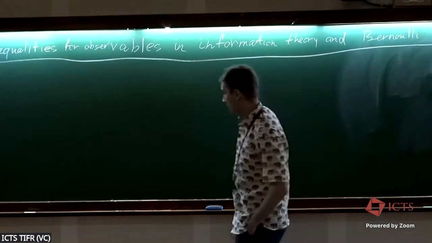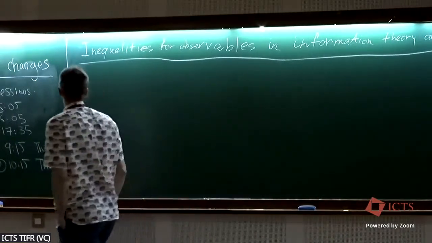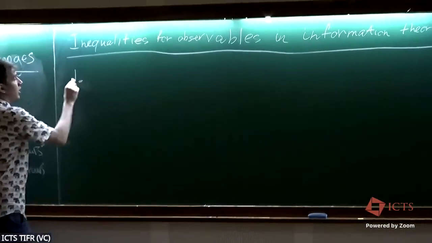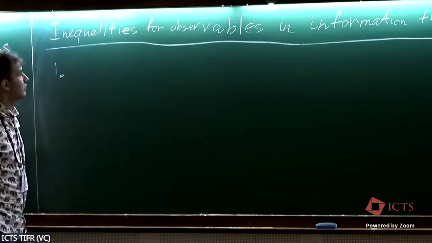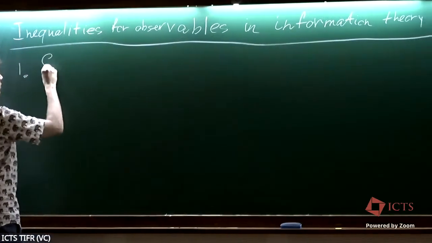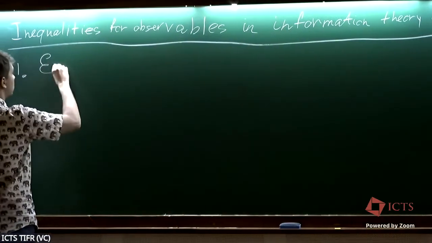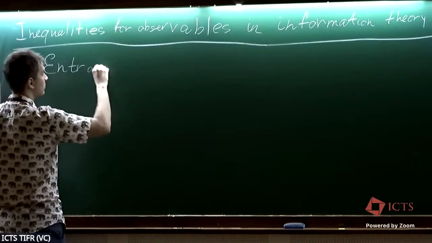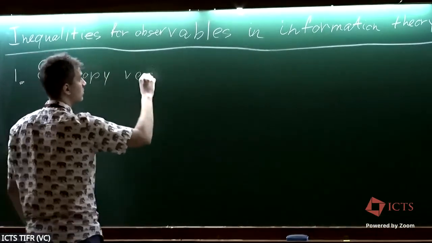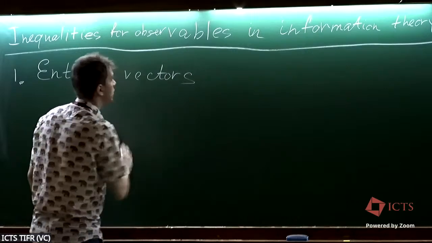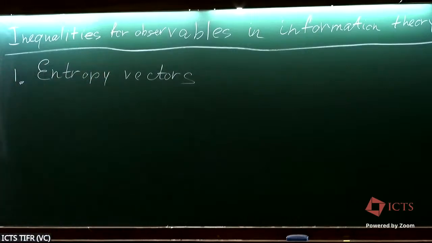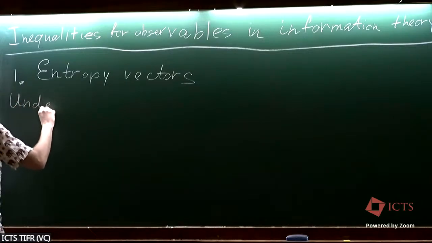Thank you. So I will talk about inequalities for observables. And first, I would like to talk about the setting of what's called entropy vectors. So what do we have here? We have an underlying structure.